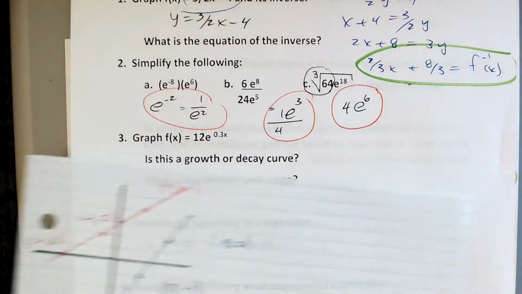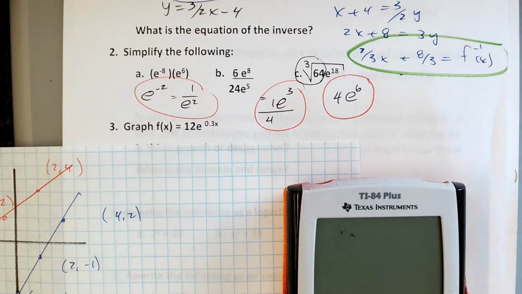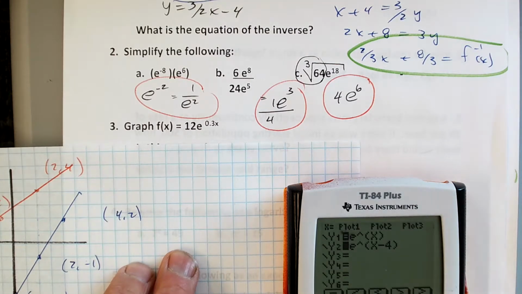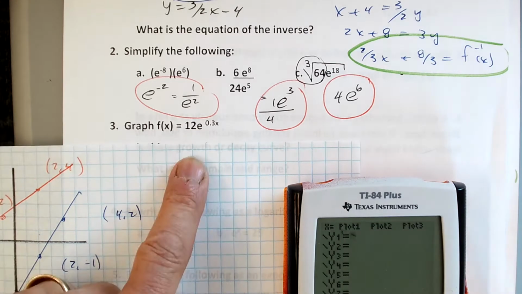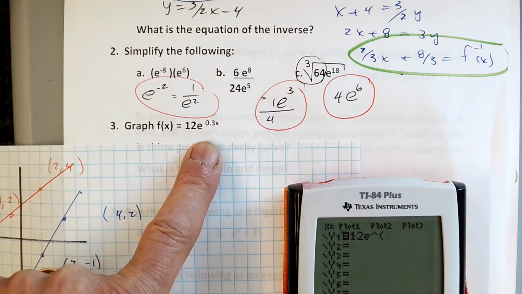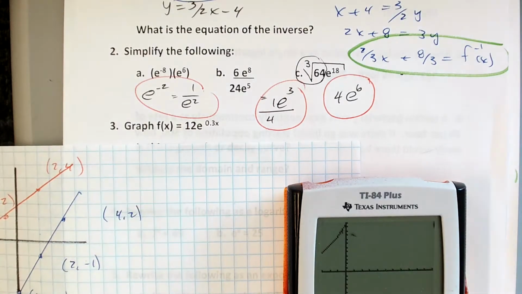Okay, number 3. So to graph this, and we're not going to use our phones, we have to use a calculator, and you can borrow my calculator, but I'm just going to go to y equals. We've done these before. I keep trying to teach you guys these so you can do this. Okay, so if I go 12, and I go my e to the 0.3x. Let's see what it looks like. Okay, should be going like that.